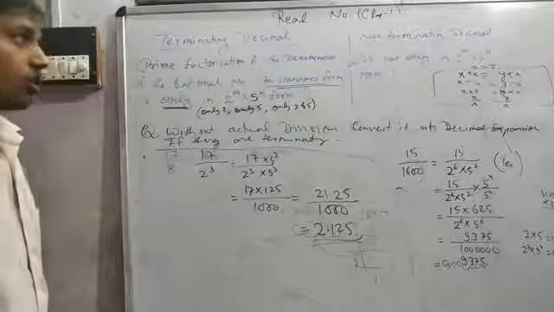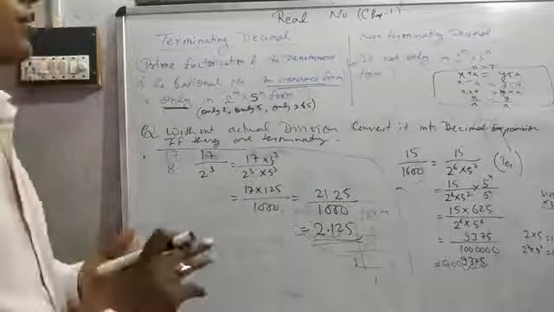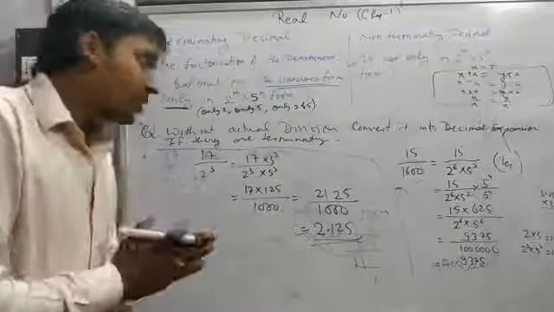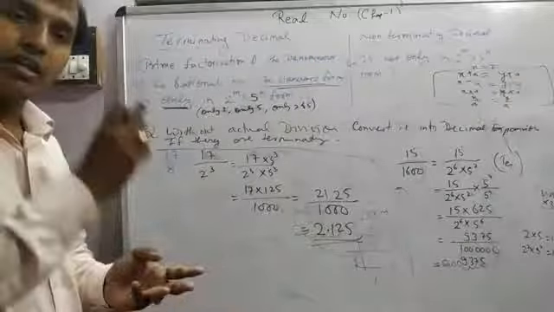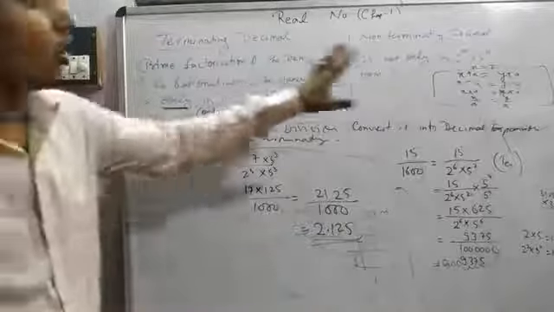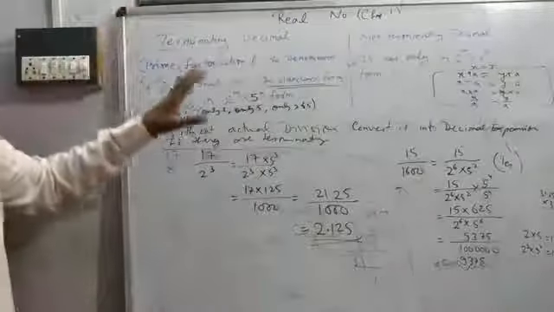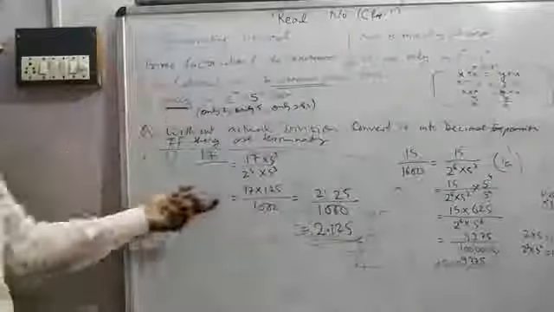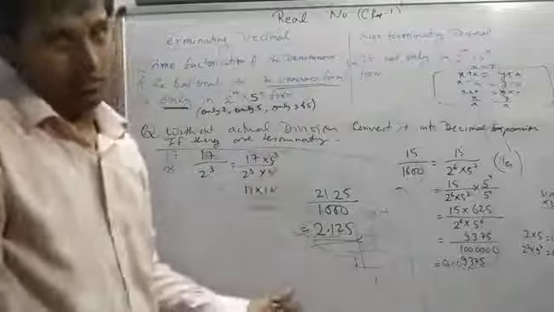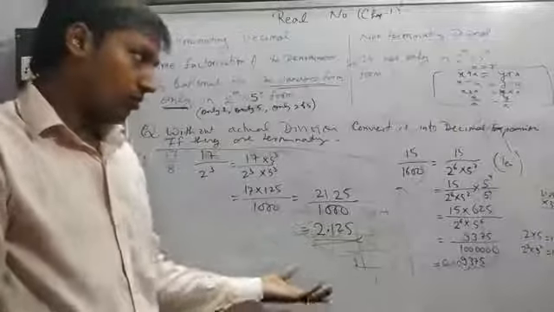Is it clear? This is the process of how we identify whether the given rational number is terminating or non-terminating. And also we can express the terminating decimals in decimal form without actual division. Okay? Pause the video and note down.